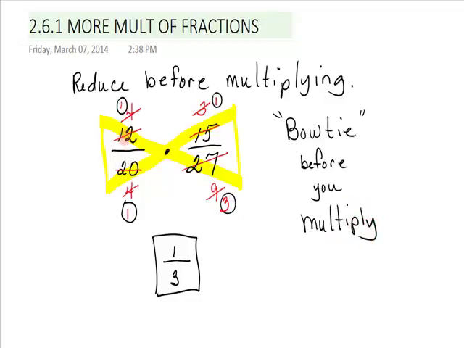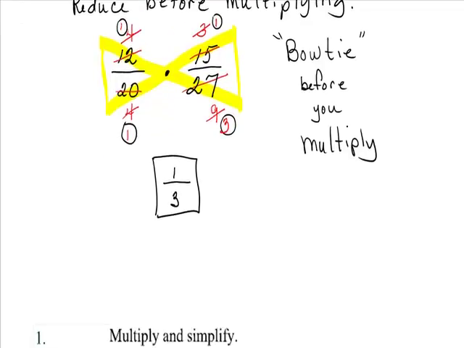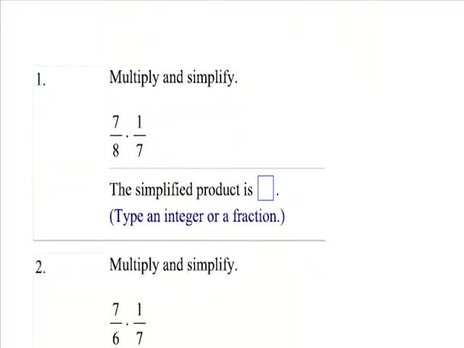You could have multiplied 12 times 15 and 20 times 27 and gotten rather large numerator and denominator and then worked to reduce it. But it is much easier if you look on the diagonals and up and down. In other words, always a top with a bottom to see if there are common factors. So let's see if we can bow tie before we multiply with these next few problems.